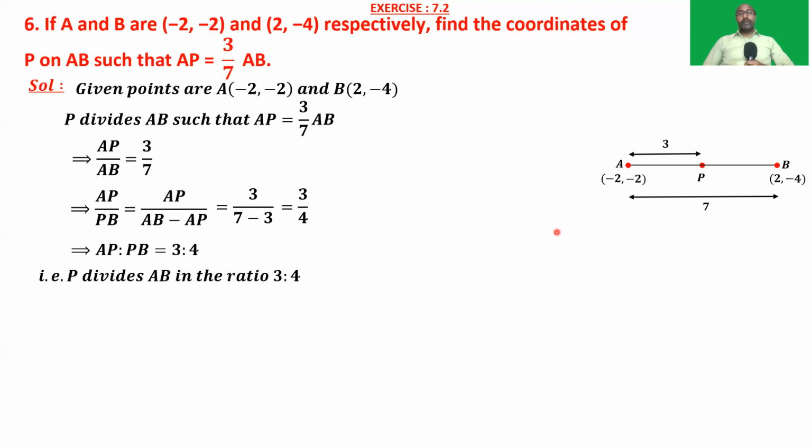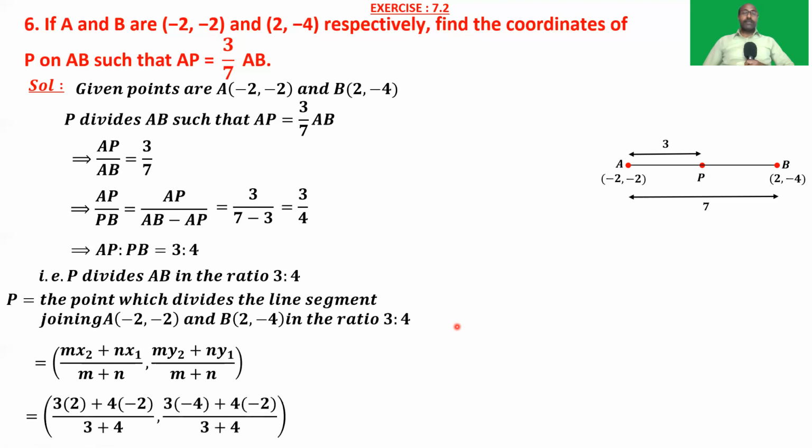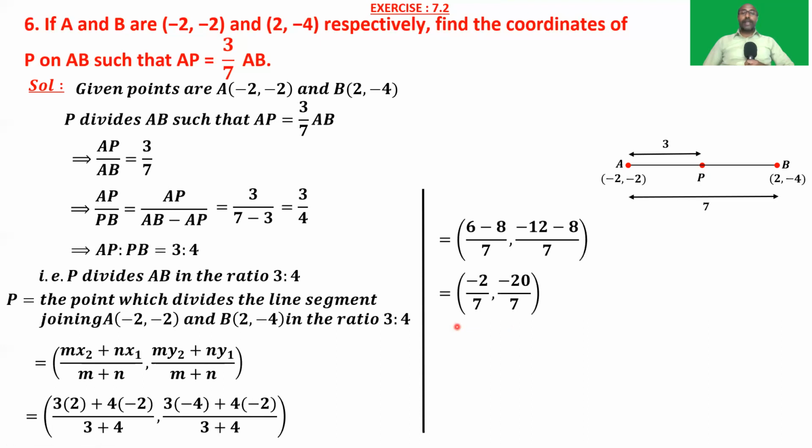P divides AB in the ratio 3:4. Now P is the point which divides the line segment joining A (minus 2, minus 2) and B (2, minus 4) in the ratio 3:4. Here we have to use the section formula, and from the section formula we get point P is equal to (minus 2 by 7, minus 20 by 7). Therefore, the coordinates of P are (minus 2 by 7, minus 20 by 7).